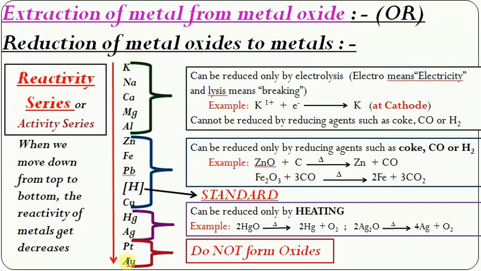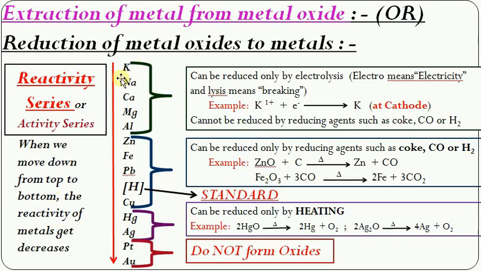The series consists of potassium, sodium, calcium, magnesium, aluminium, zinc, iron, lead, hydrogen, copper, mercury, silver, platinum, gold. The reactivity of hydrogen is taken as a standard, above which they are called highly reactive metals. Below hydrogen, the metals are least reactive metals. So this is an idea. When we move down from the top to bottom, the reactivity of the metal decreases.